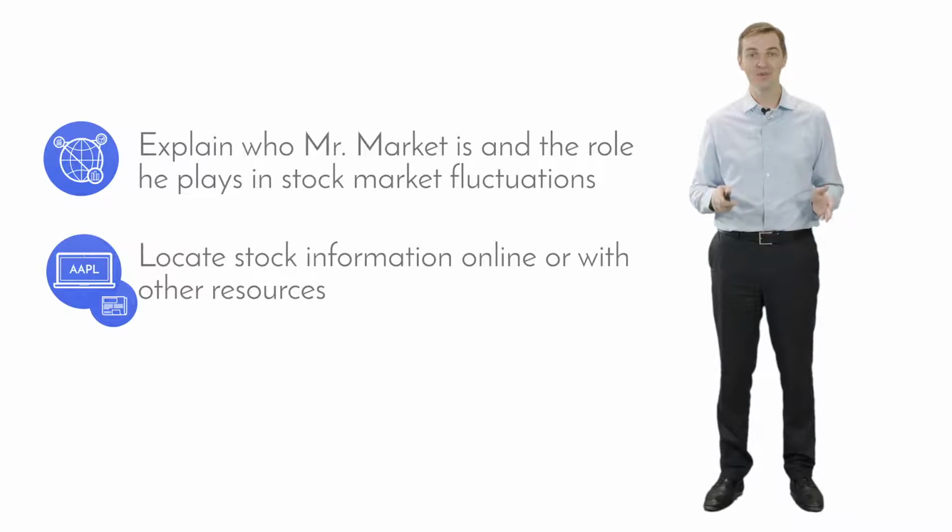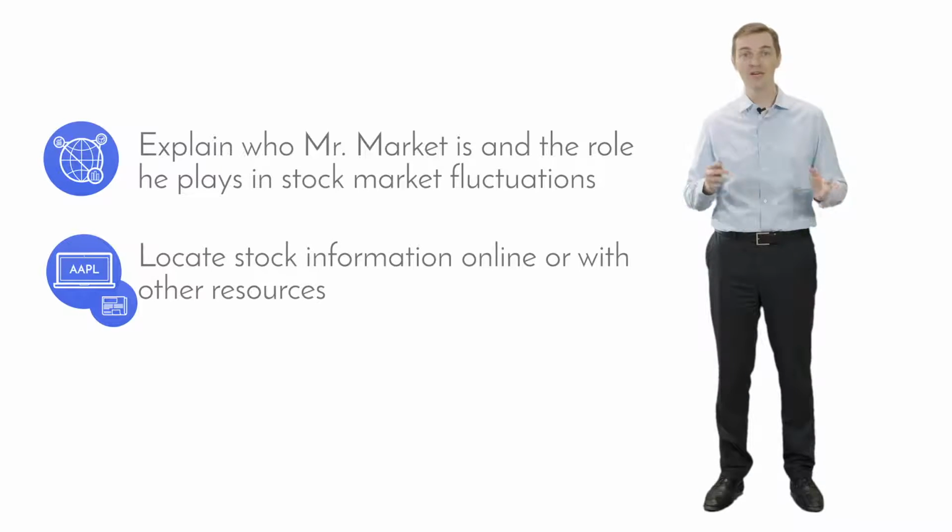And so in lesson number 1 today, we'll talk about Mr. Market. Our objectives are to explain who Mr. Market is and the role that he plays in the stock market fluctuations. And then we'll learn how to locate stock information and understand why stocks go up and down. So to start off with, let's watch a video that talks about my experience when I was at college and how I learned about the swings in the market.